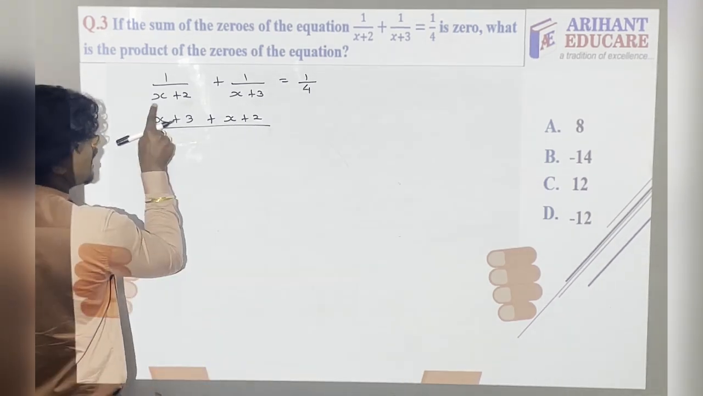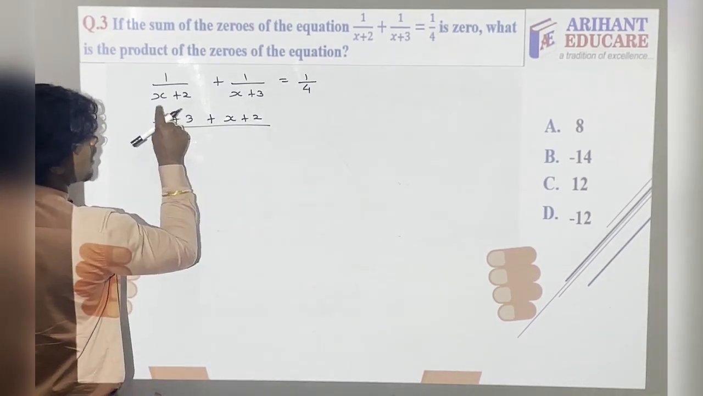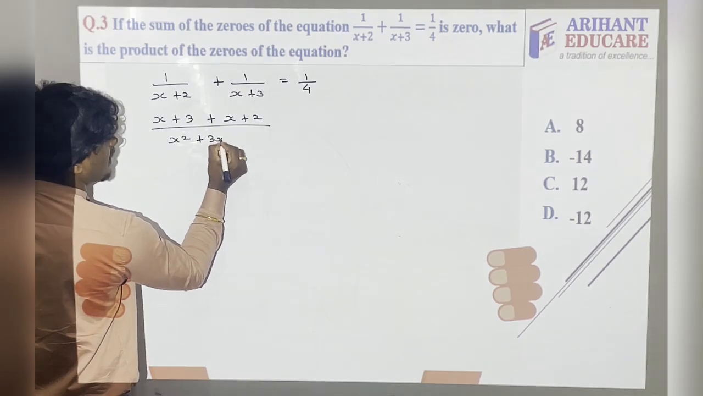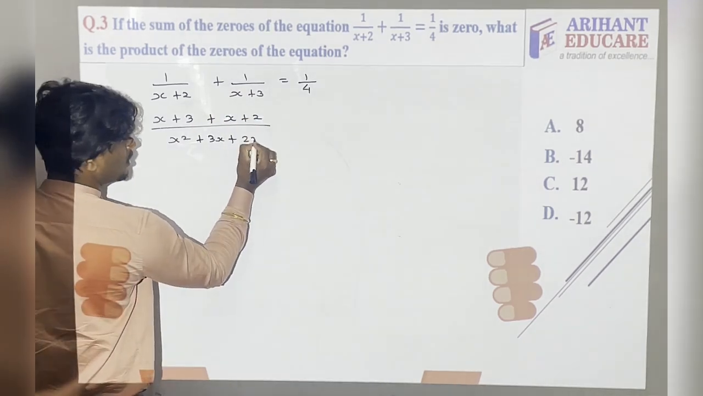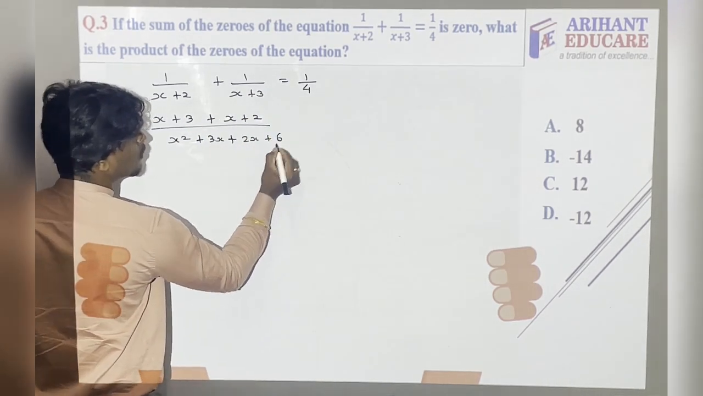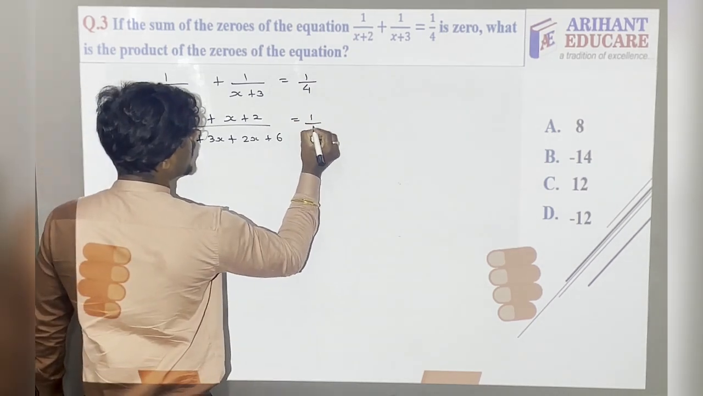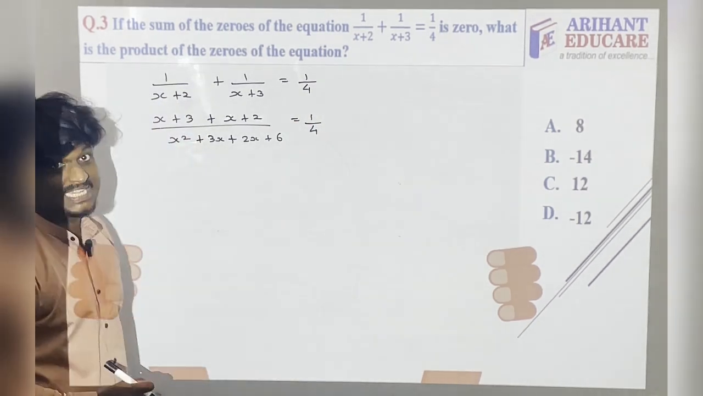Okay? Now, x into x, you get x square. X into 3, you get 3x. Plus 2 into x, you get 2x. And 2 into 3, you get 6. Is equal to 1 upon 4 as it is. I hope it is making sense.